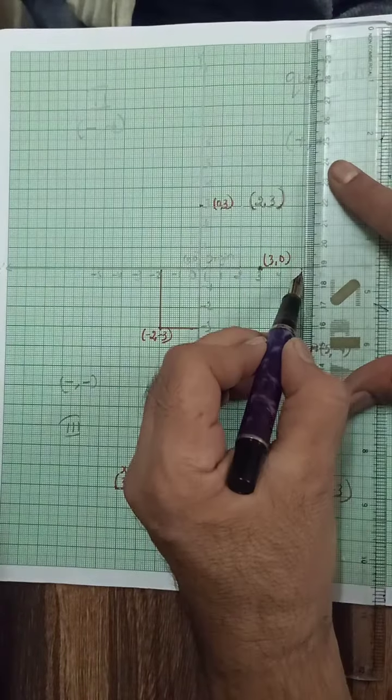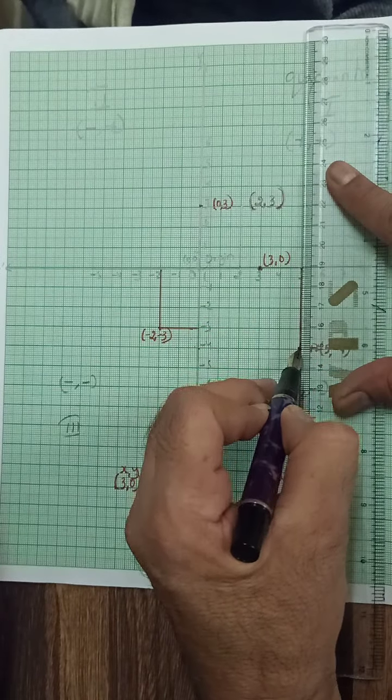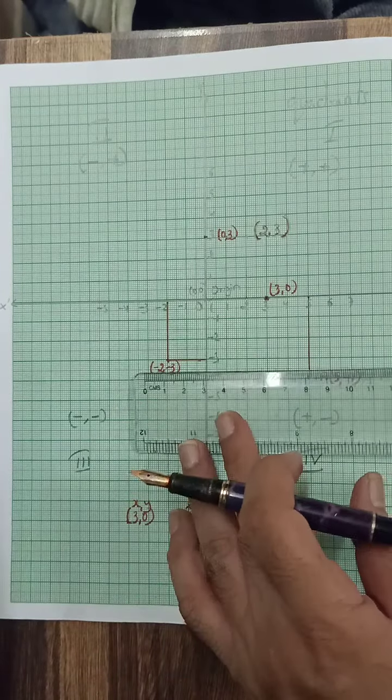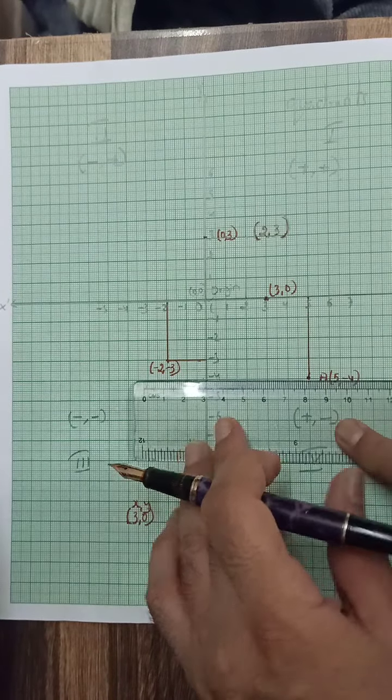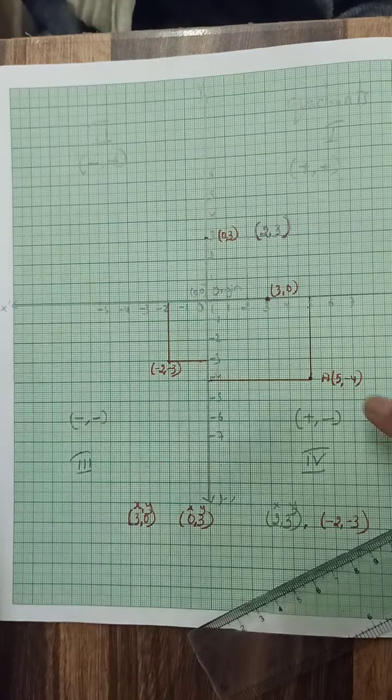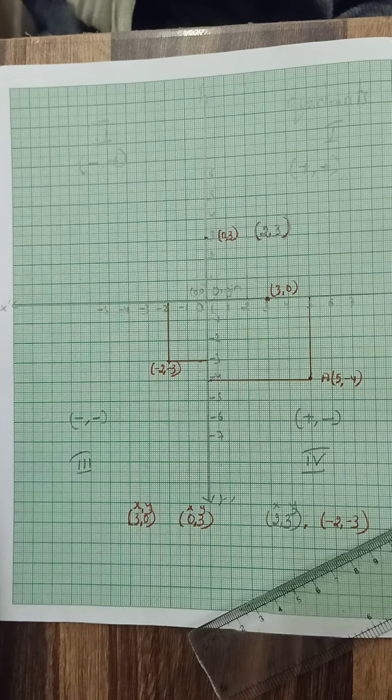So like this I'll join this, and like this you will get a point. Clear? So like this you will be getting two different types of questions.